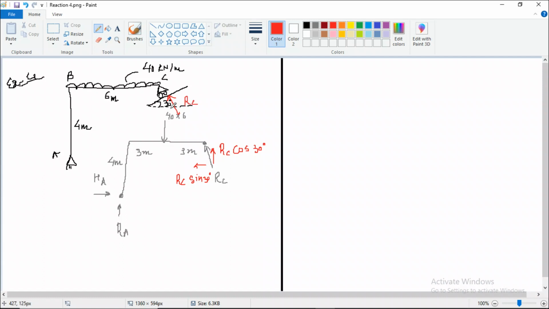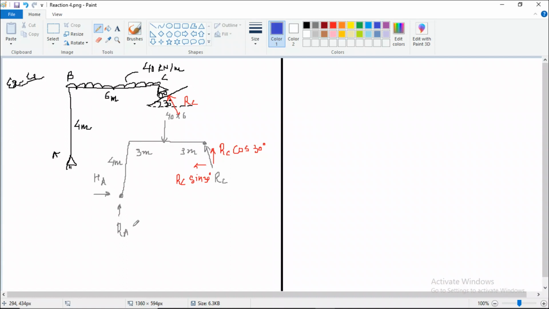This will be RC. So this angle is given with the horizontal. If I want to convert that with the vertical, you need to change the sides of your reactions. So vertical is cos and horizontal will remain sine. Once you are done with this, the process remains the same.